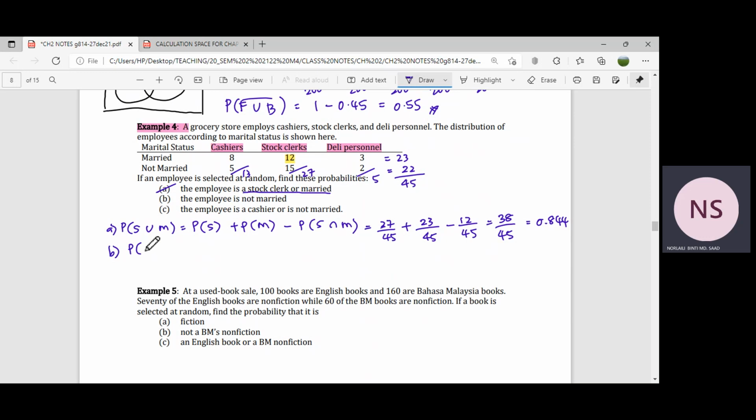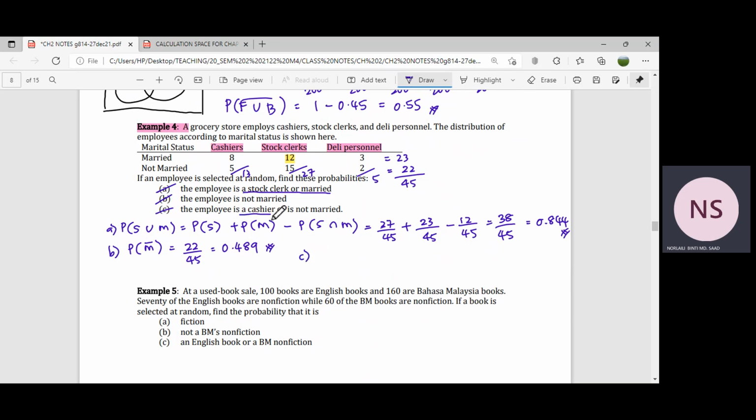So the employee is not married, we can use M bar. We can simply take the total of not married, which is 22, so 22 over 45. 22 divided by 45 equals 0.489.